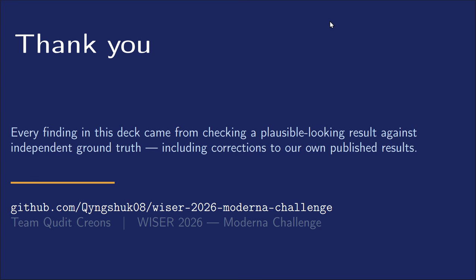So everything in this presentation came from checking results against independent ground truth and being willing to say that doesn't look right, even about my own already published numbers. I found and corrected 2 real bugs during this project, one of which had already made it into hardware results I had shared. I think that process, not just the final numbers, is what this submission actually demonstrates. Thank you.